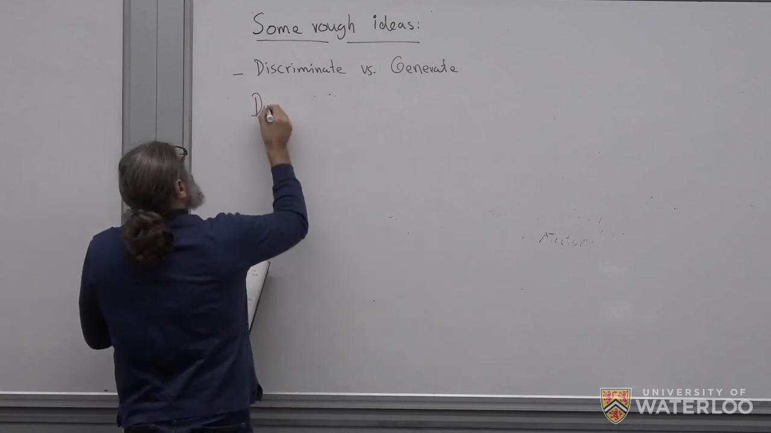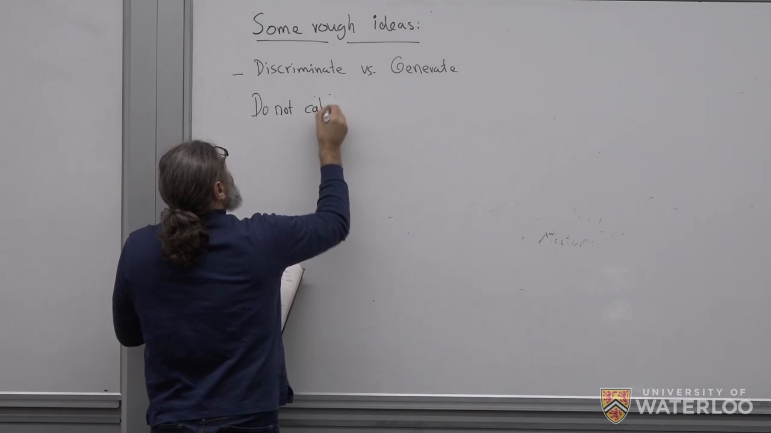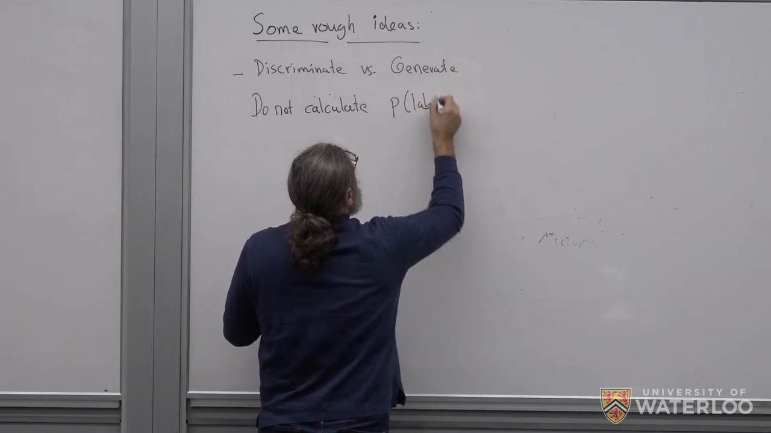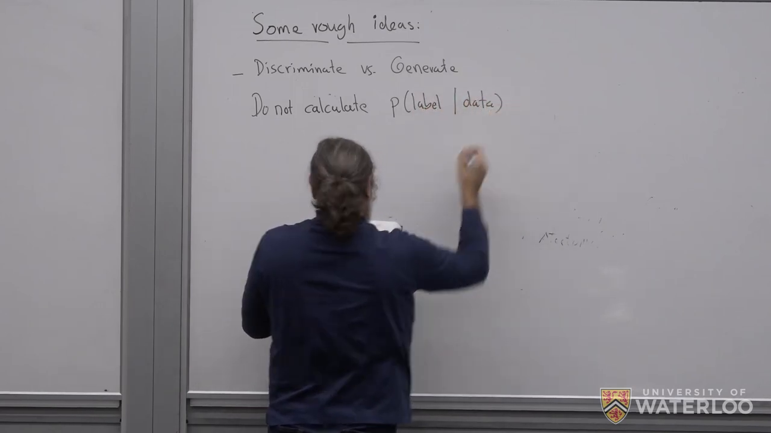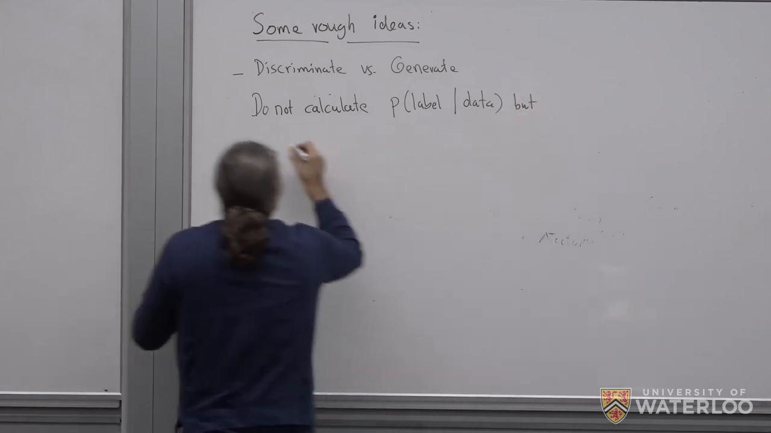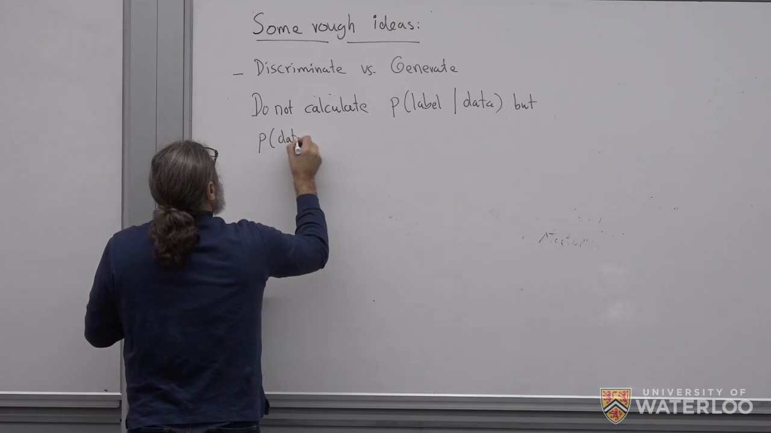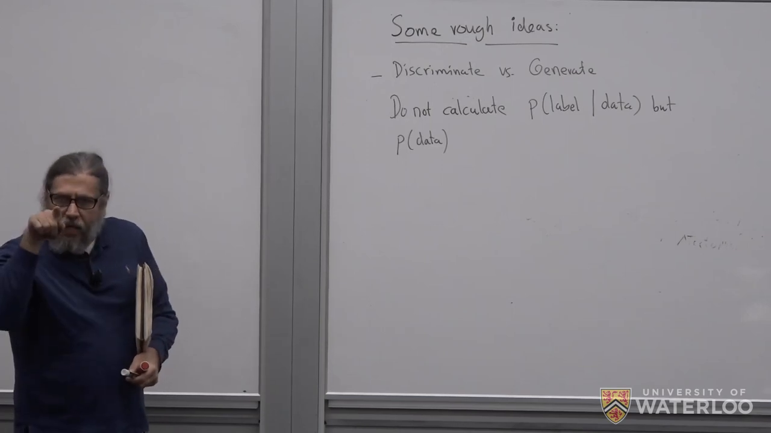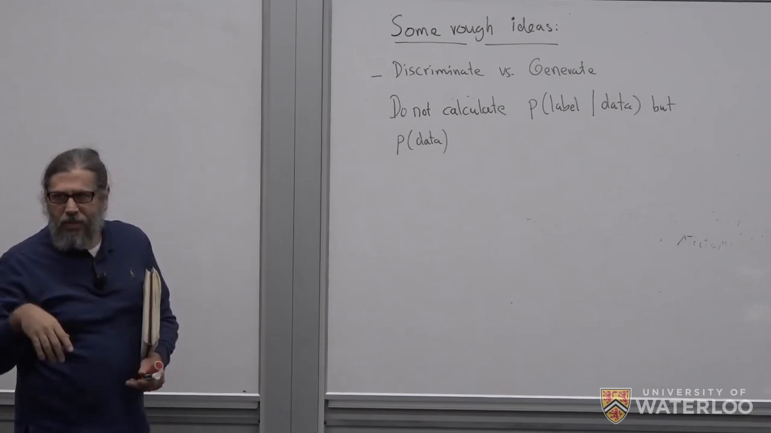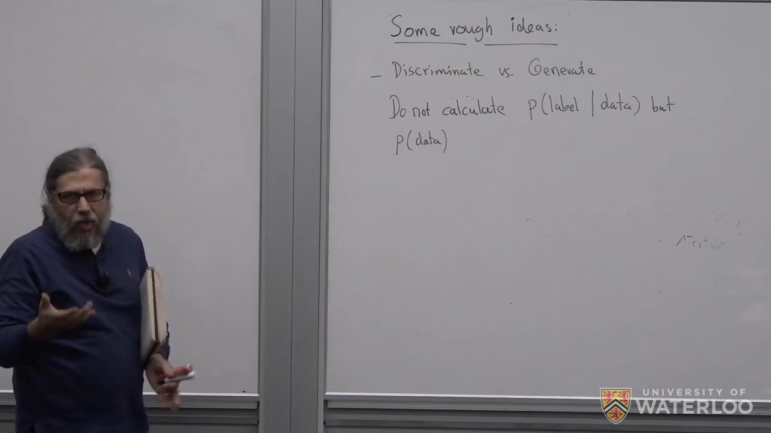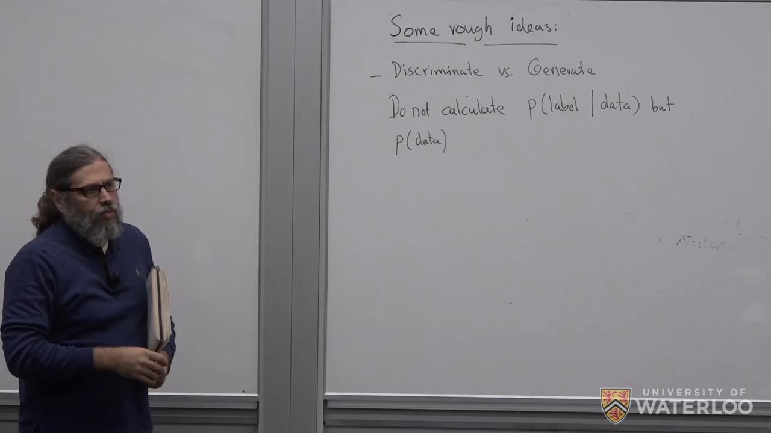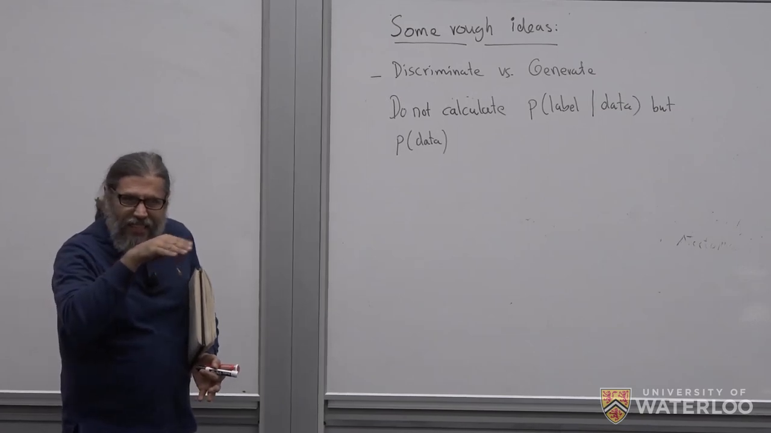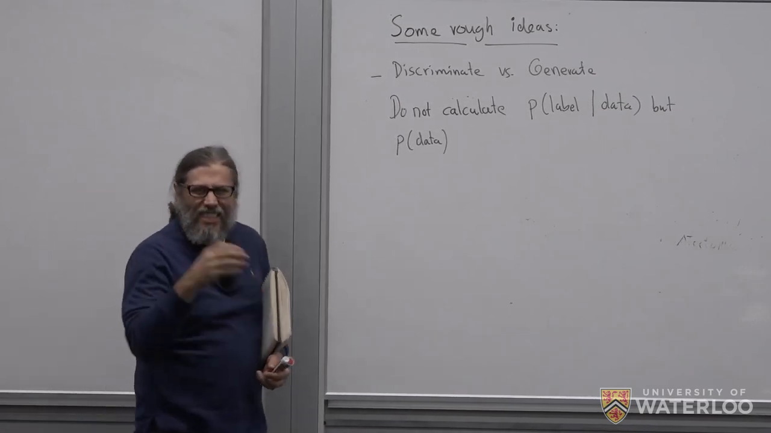So what does that mean for us? It means do not calculate the probability of label given data, but calculate the probability of data. Can you do that? You're saying if I grab 10 by 10 pixels, what is the probability that was painted by Picasso? Or what is the probability that was based on brush strokes? What was the probability that it was Van Gogh? Okay, but what is the probability that the stroke goes this way or that way? Or is this color or that color?